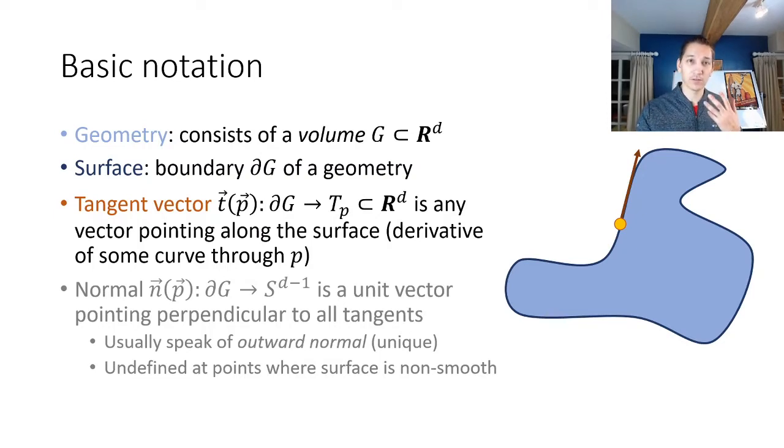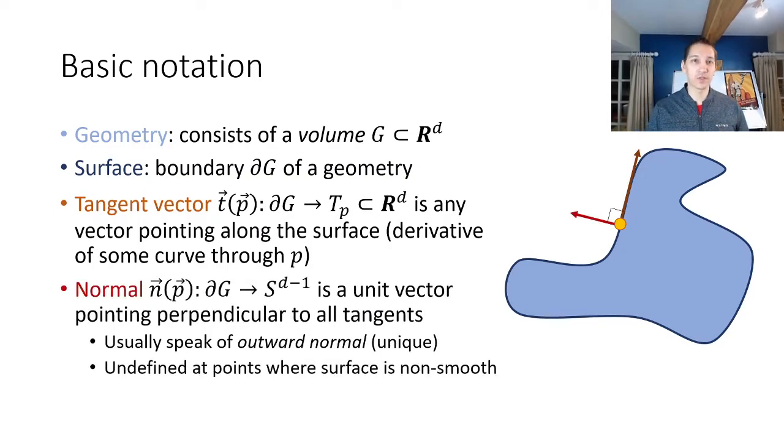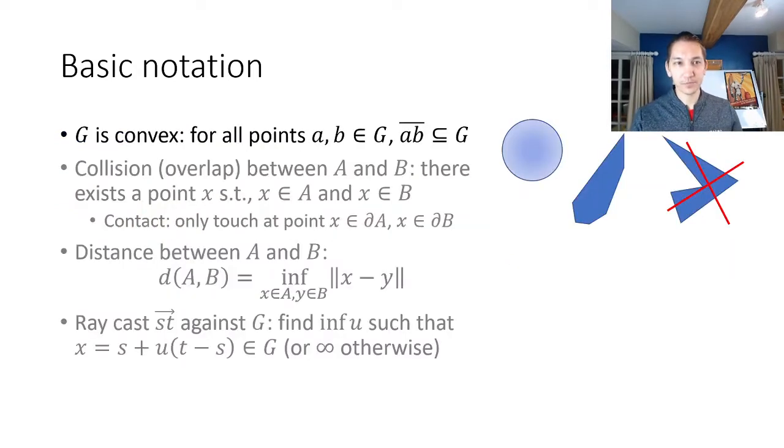And then finally, we have the normal. The normal is a direction that's perpendicular to all tangents of the geometry. Now, we usually speak of the outward normal. There's an inner normal that points into the object, and then the outward normal that points out. Usually we speak of the outward one, and for smooth surfaces, this is unique. Now, if the surface is not smooth, for example, if it meets at an edge or vertex, the outward normal is not well defined, but we can define other directions that point out of the surface.